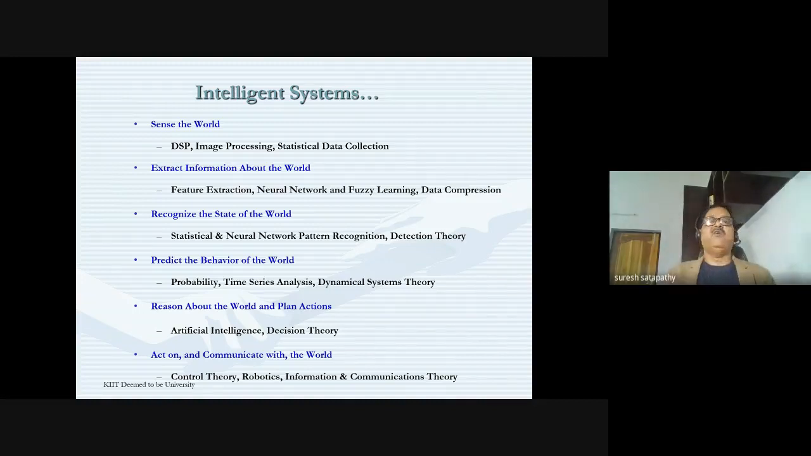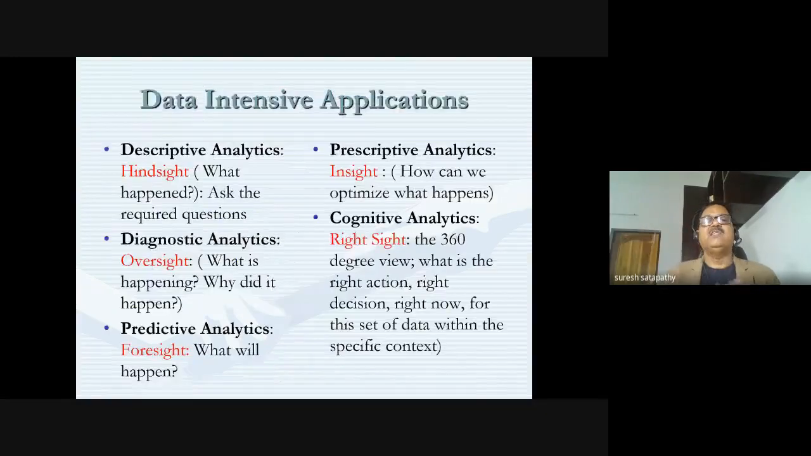Now, if you can see in all these things, you are dealing with data, you are playing around with data from the beginning to the end. When you are inputting the data, that is the first step, and when you are acting or communicating with the world, that is again processed data, some kind of information, some kind of decision, some kind of intelligence, some kind of wisdom you are giving to the world. So in between, all four stages are also dealing with the data. Now, what are we actually doing with the data? Look at the next slide.